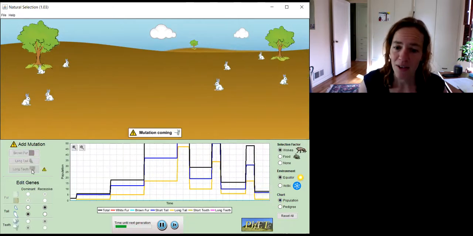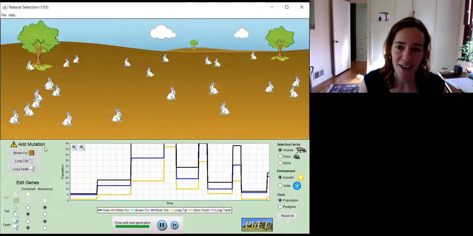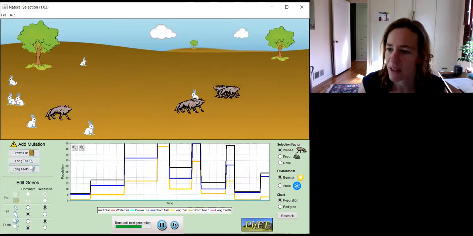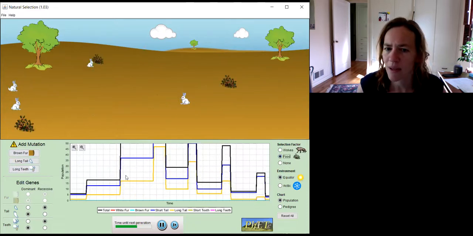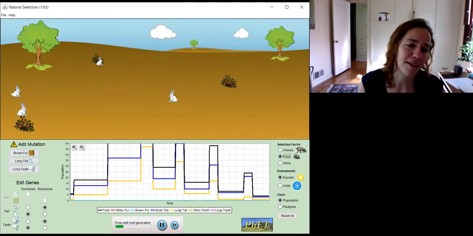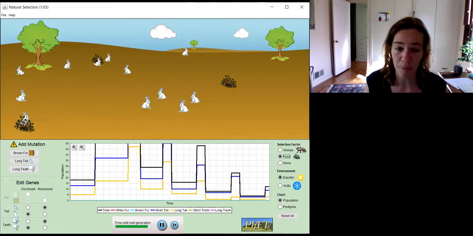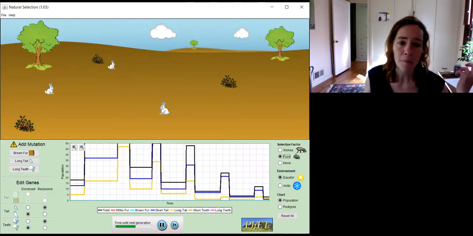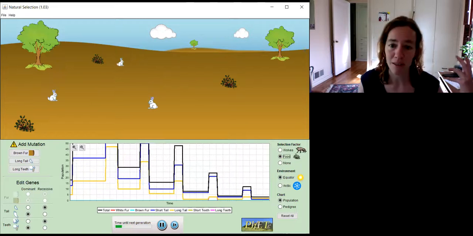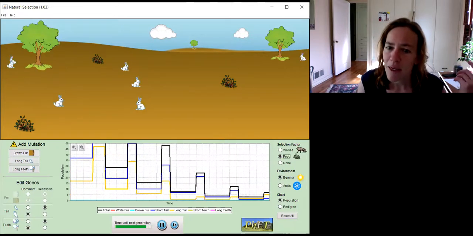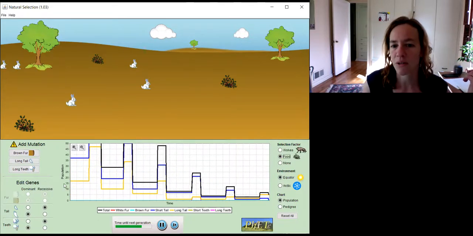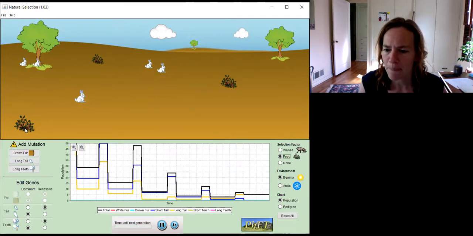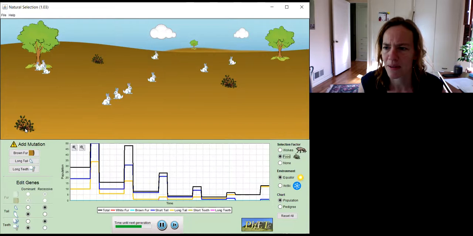Let's add long teeth. This is another mutation that makes them have longer teeth. See this little dude over here? He has longer teeth. And let's give them some food. Unfortunately, in the simulation, you can't have both food and wolves, which would obviously be the case in reality. In reality, you'd have predators and different food sources and different habitats, and there'd be lots of factors. But there is a possibility that having long teeth versus short teeth might help them eat this food differently. Let's see what happens with this.